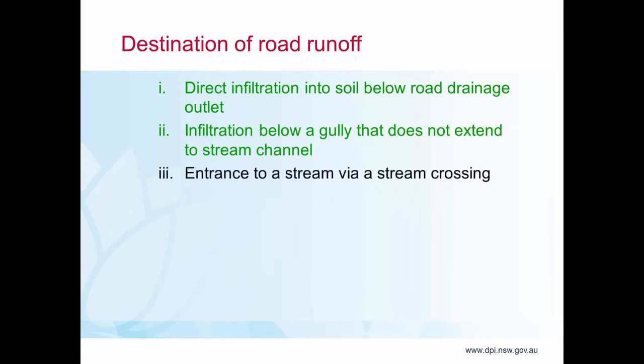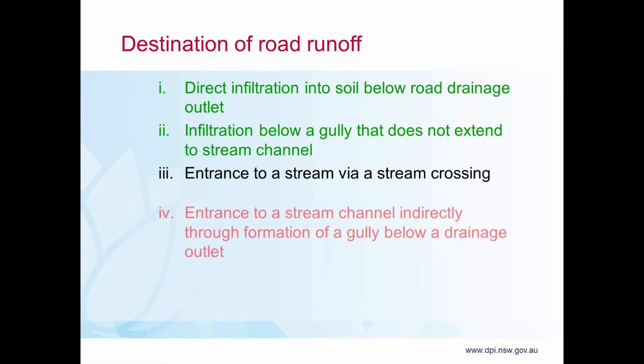The third way that road runoff can enter a stream is via a stream crossing. I showed that photograph earlier with the rubber flaps on either side. It's pretty much acknowledged that the section of road between those drainage features, those drains, and the stream itself is going to create a problem. There is a small section of road there that is going to be contributing sediment and runoff directly to the stream. That is largely unavoidable, but needs to be managed as well.